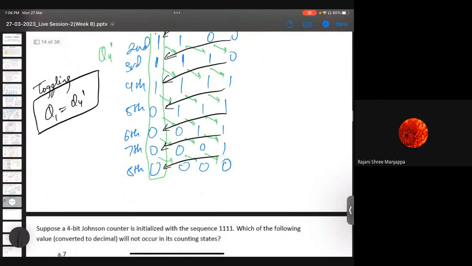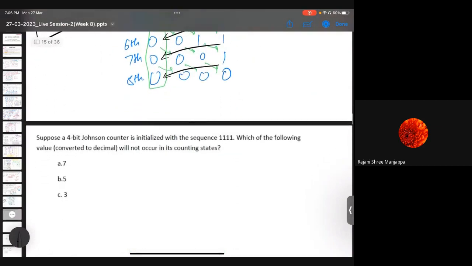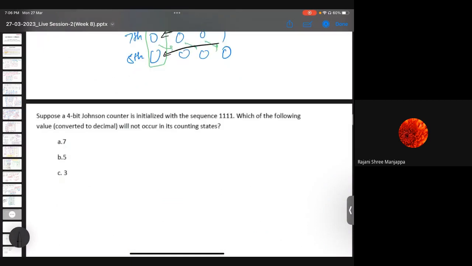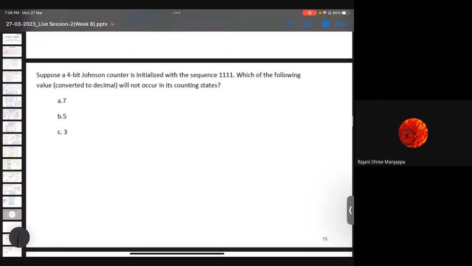So if you have understood this question, suppose a 4-bit Johnson counter. Maybe you can tell me this if you have understood the Johnson counter properly. Maybe I will give you some more options. Let's say 2, then 3, 4, and 6. In this, multiple answers are correct now. So this can be a GATE multiple selection type question. Maybe you can tell me what is the answer to this question.